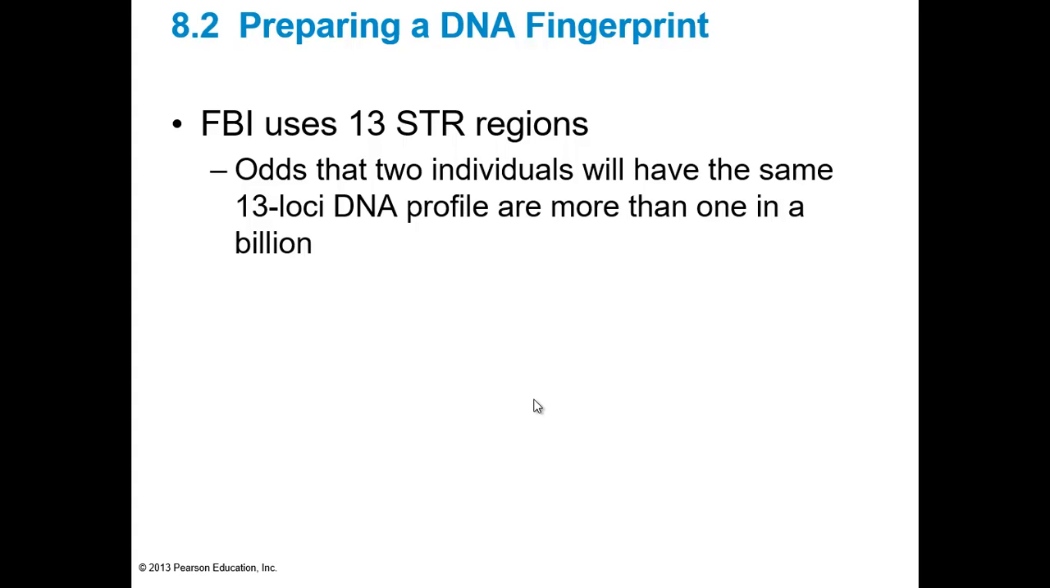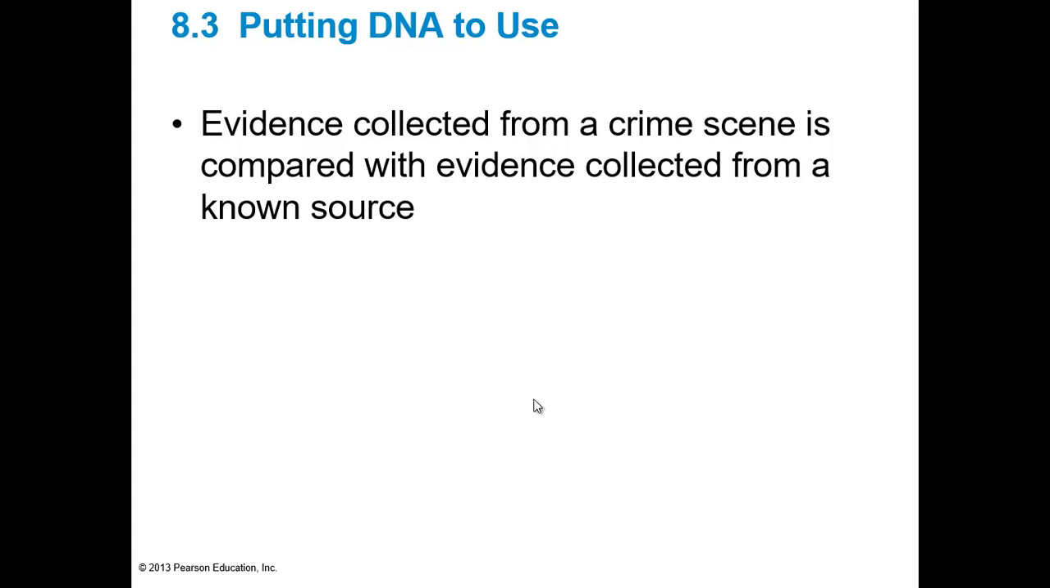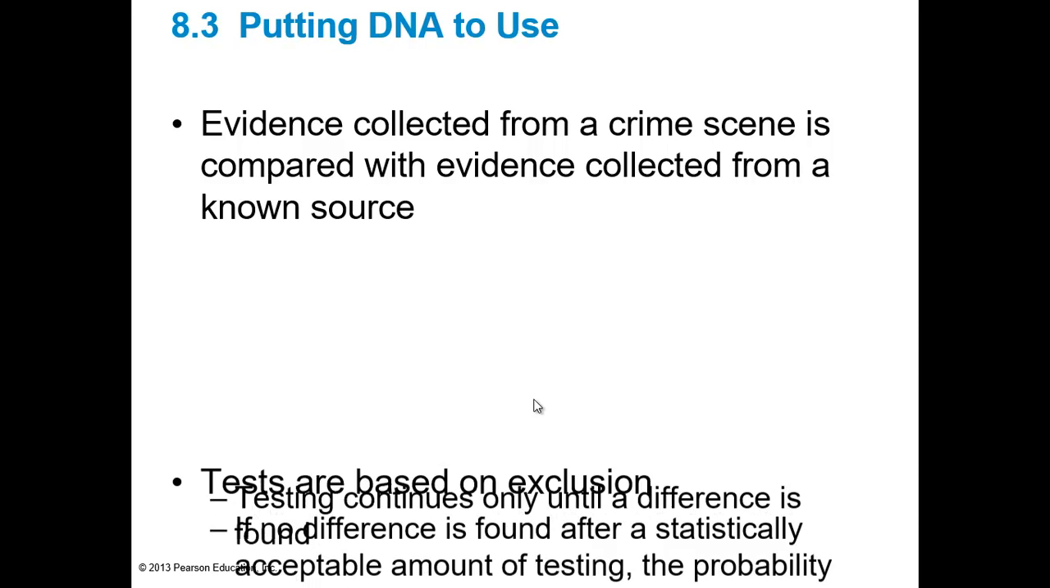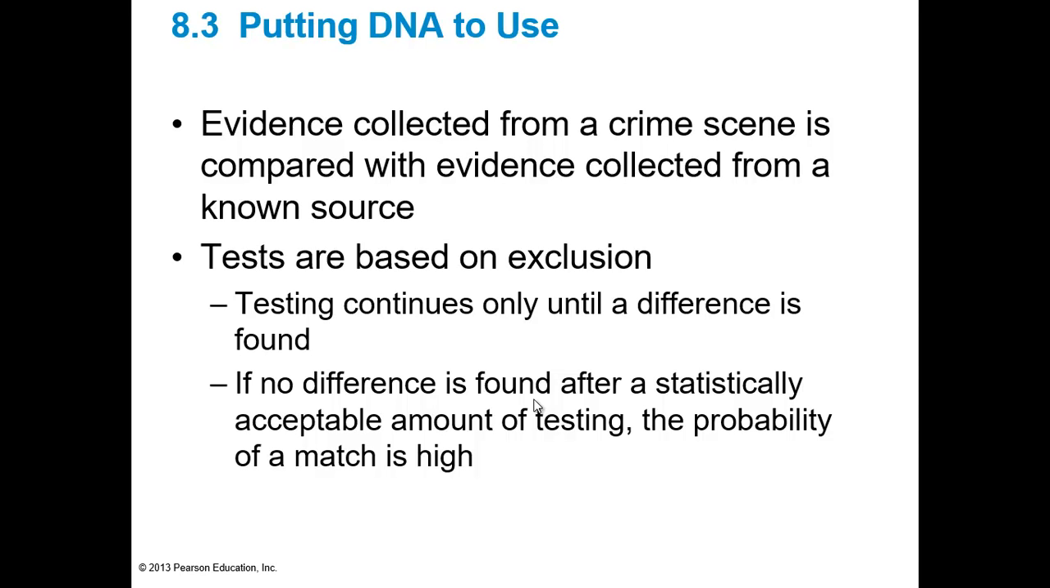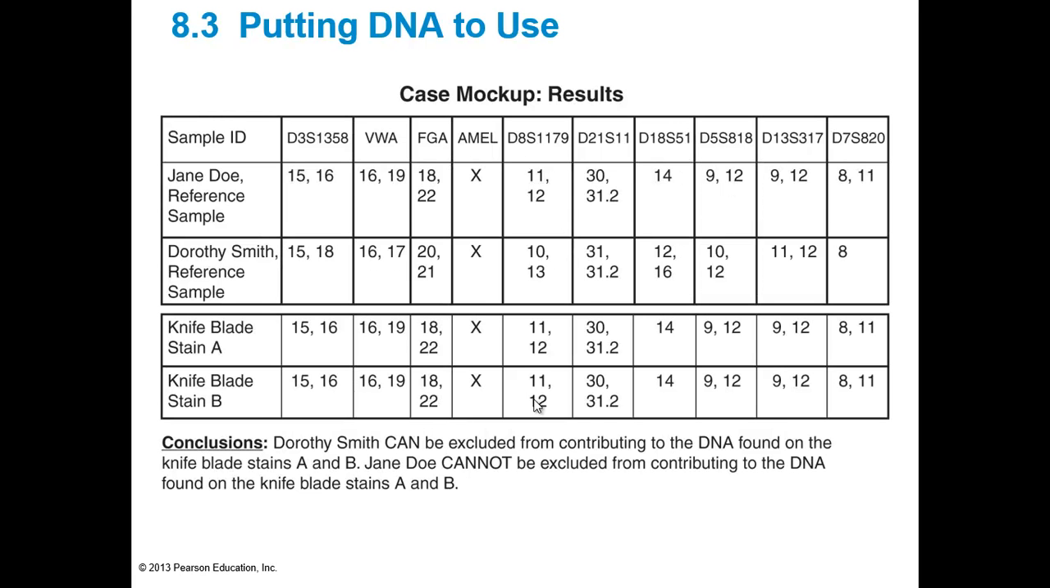There is one possibility: monozygous twins. If you had a twin, the twin could commit the crime, and DNA evidence could not distinguish between the two individuals. Okay, and so you compare the evidence from the crime scene to the evidence collected from a known source, from a suspect, and then testing continues only until a difference is found. If no difference is found after you have like a 1 in a billion chance, then the probability of a match is high.